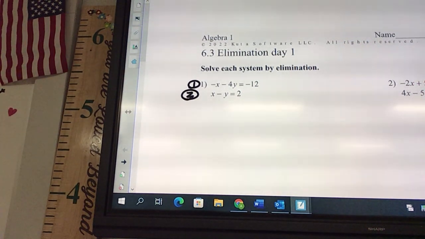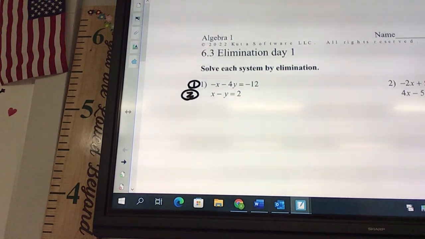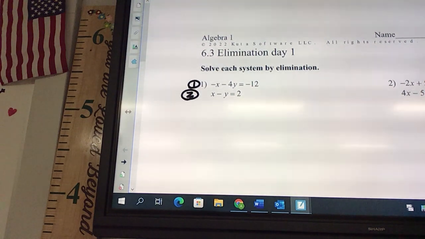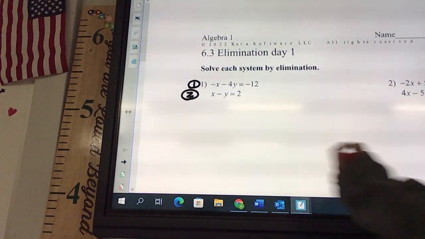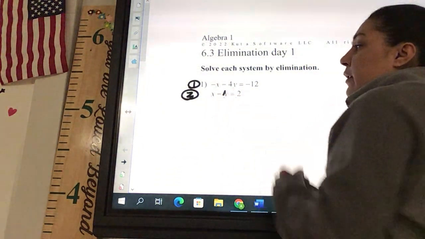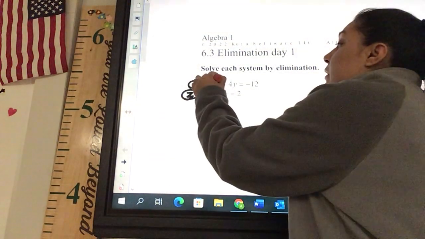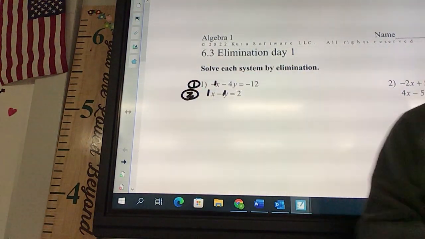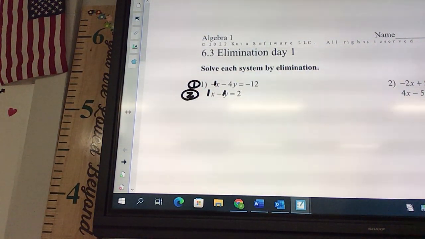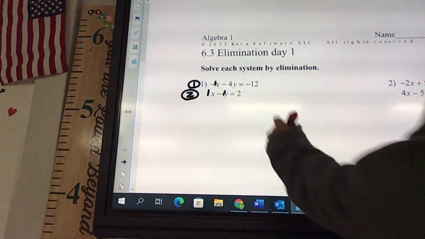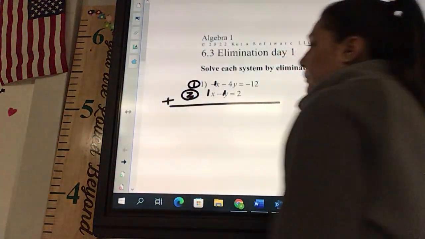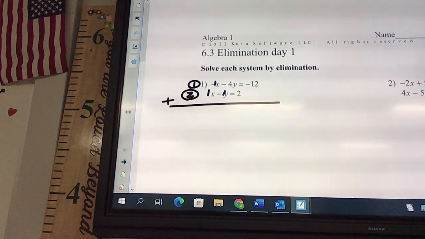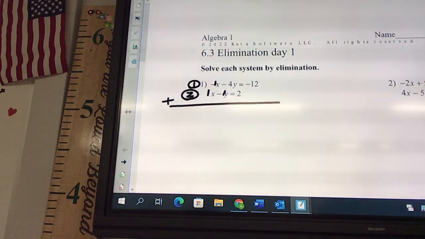Okay, so when you're looking at the variables, we're gonna look at which two have the same coefficient. So a coefficient is a number that is in front of the letter. Okay, so this has a 4 and this has a 1 for the y's. The x has a -1 and a 1. Okay, so you see how these x's have a 1 and a 1, so those match up. Okay, and so you're going to take the two equations and you're going to add them together. Okay, well, what is -1 plus 1? 0, and so our x's got eliminated.